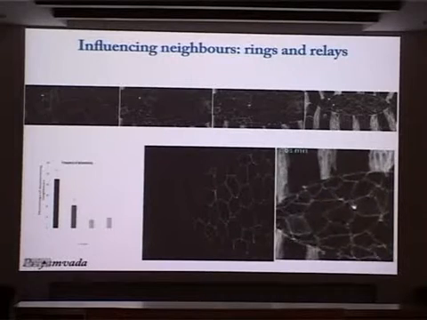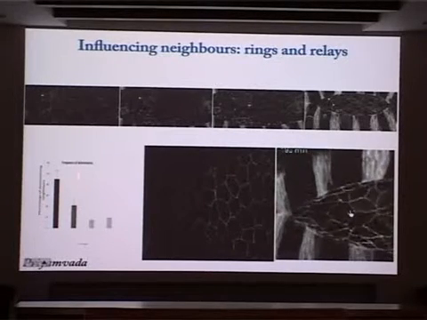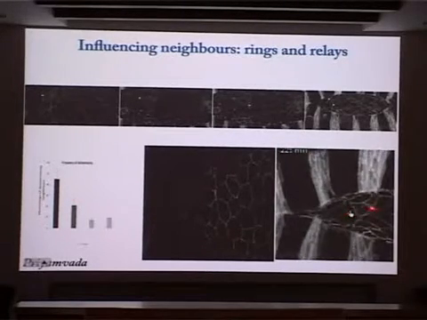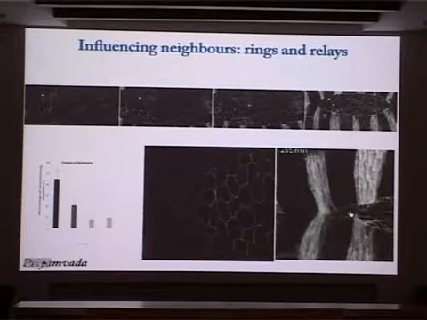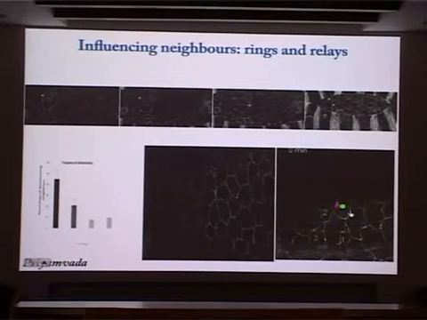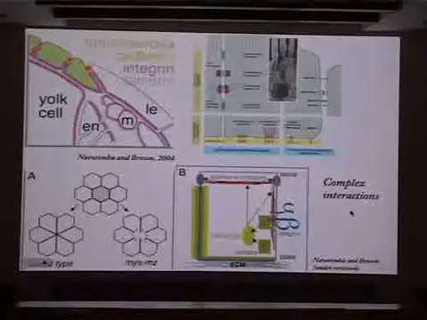So what's plotted here is just the frequency of nearest neighbors that actually exhibit a behavior in relation to those that aren't perturbed. And we've identified signals that could now allow cells in a row to behave the same way, or cells in a ring around a perturbed cell to behave the same way, and we're beginning to understand how these modes of communication work.